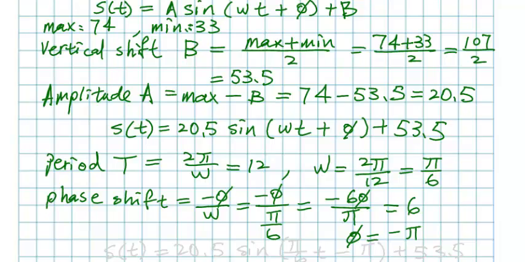Put all the information we found together in S of t. We get 20.5 times sine of pi over 6 t minus pi plus 53.5.